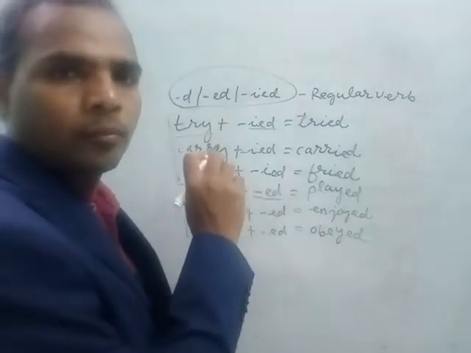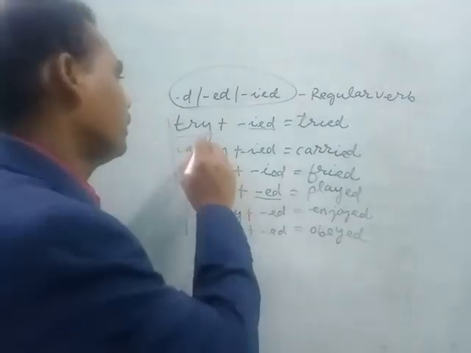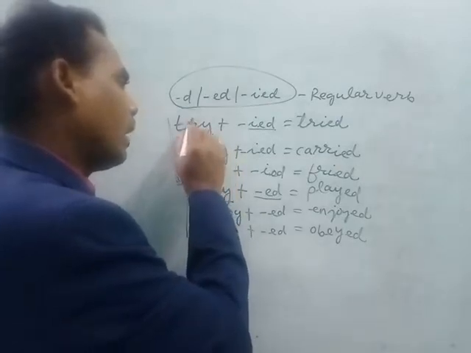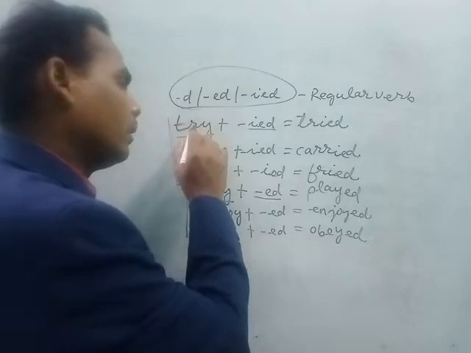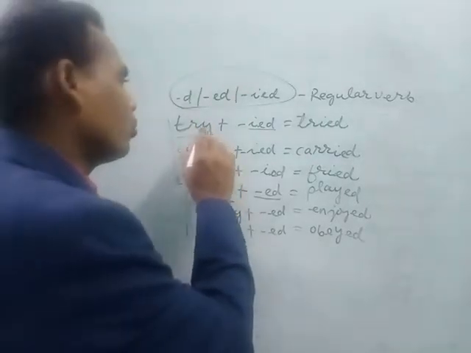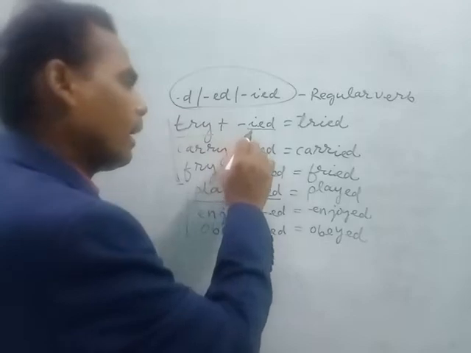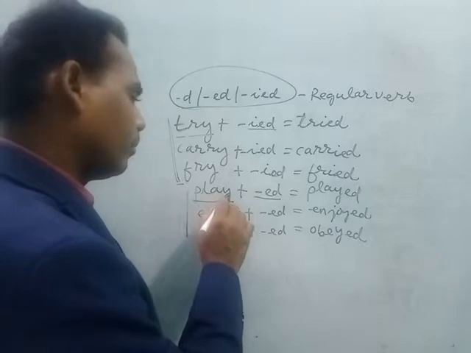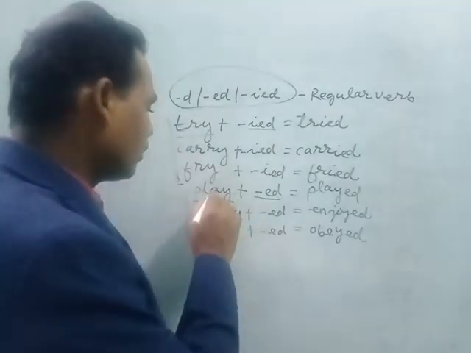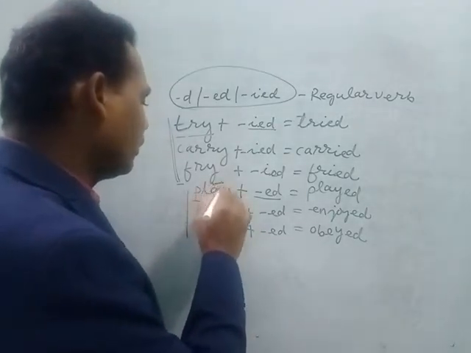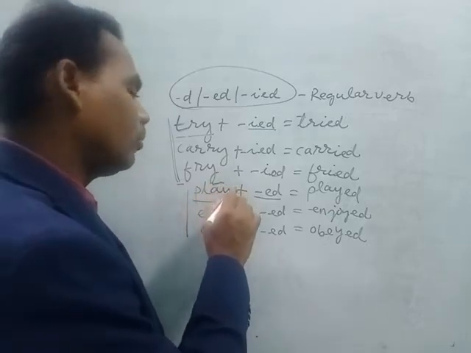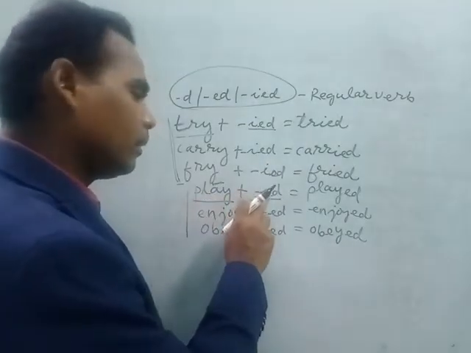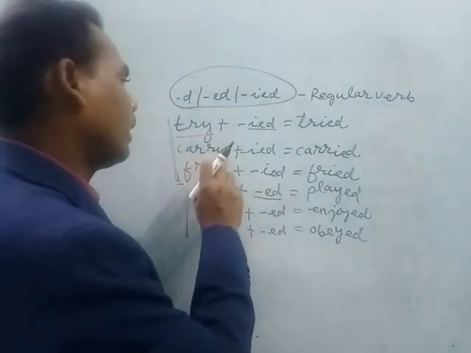Look carefully. Verbs ending with Y. Before Y, the R is a consonant letter. If it is a consonant letter, you have to add ied. Here play, play, ending with Y. Here the letter before Y is a vowel letter. If it is the vowel letter, then you have to add only ed. Clear now? If it is the vowel, ed. If it is the consonant, ied.